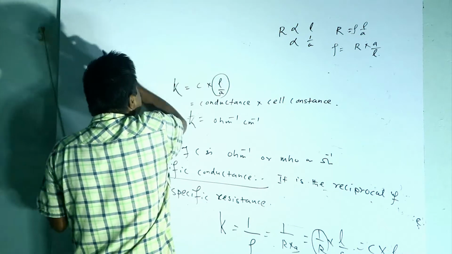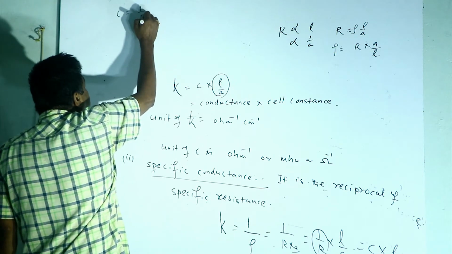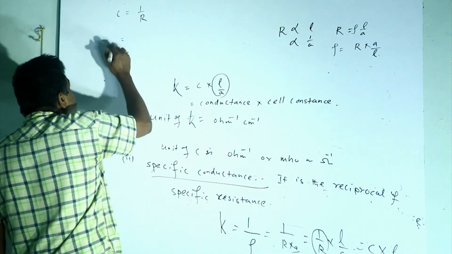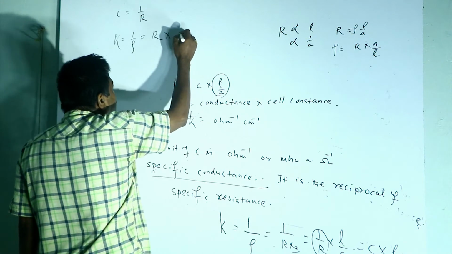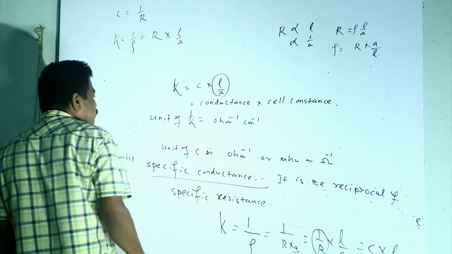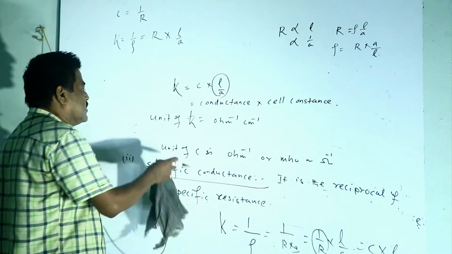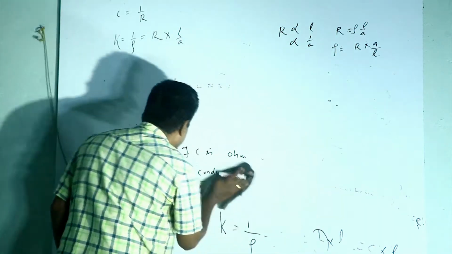So we have already discussed here, conductance is equal to 1 by R, and specific conductance kappa is equal to 1 by rho, which is equal to C into L by A. Now, another term, that is equivalent conductance. What is that? Now, let us discuss what is equivalent conductance.